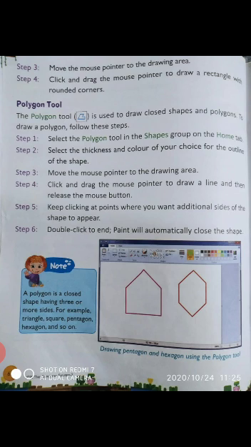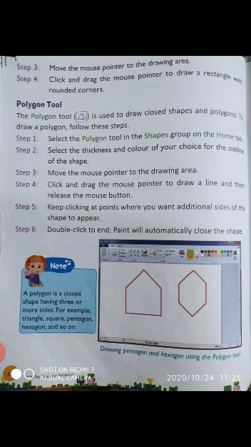Step 1, select the polygon tool in the shape group on the home tab. Yes, there is the home tab. Many types of shapes are here. Choose the polygon tool and draw it. Yes. Step 2, select the thickness and color of your choice for the outline of the shapes. It's the same method. Follow it here. Step 3, move the mouse pointer to the drawing area. And step 4, click and drag the mouse pointer to draw a line and then release the mouse button.